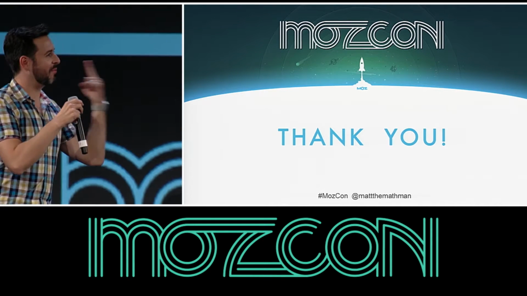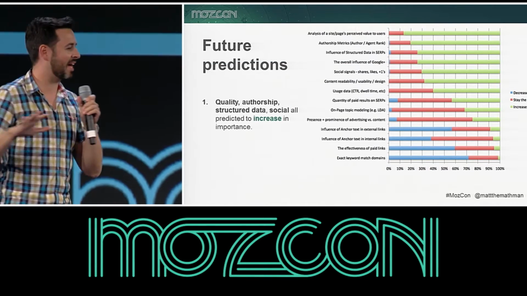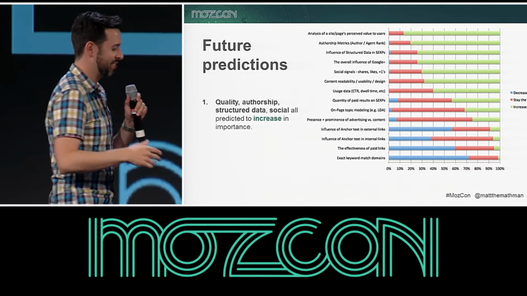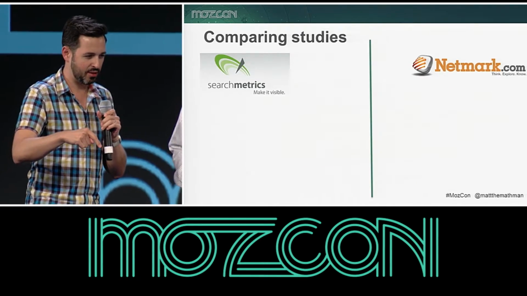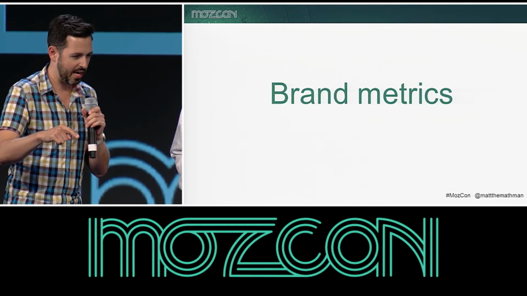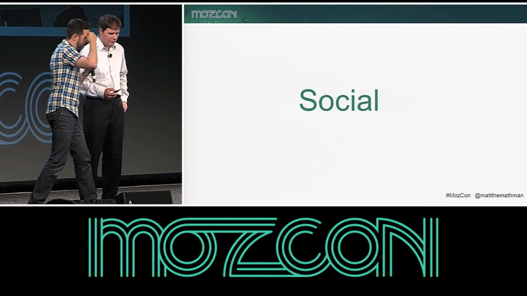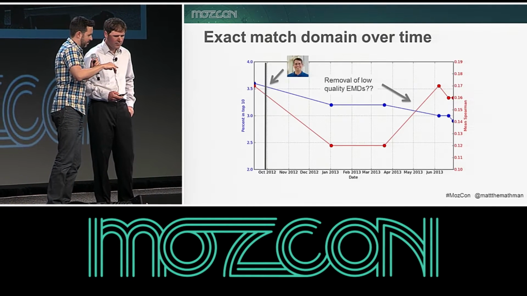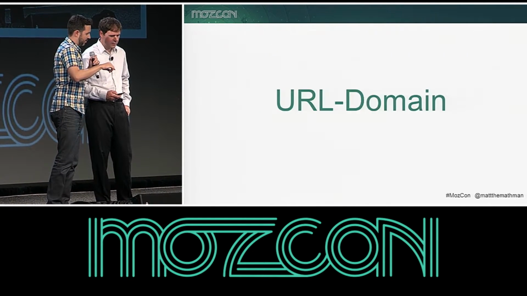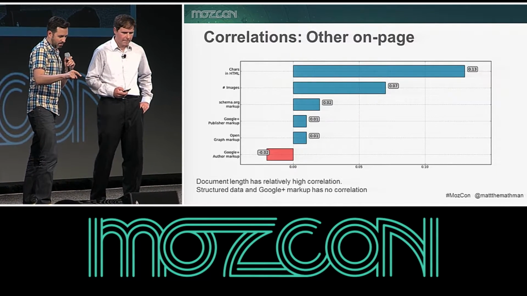Okay, so wait, can we dive back into the deck for a sec? Is that all right? Sure. Yeah, we're ready to go. I'm sorry, you guys. I'm hijacking for my own personal purposes. How far back do you want to go? Let's go back into some of the correlations. Okay. Brand metrics. Social. I think it was before that, where you had the URLs in domains. This one, or exact match domain?